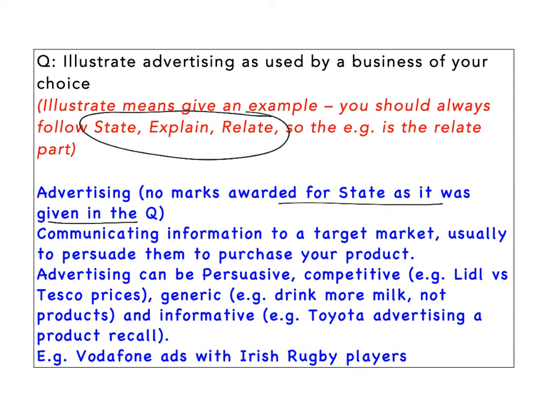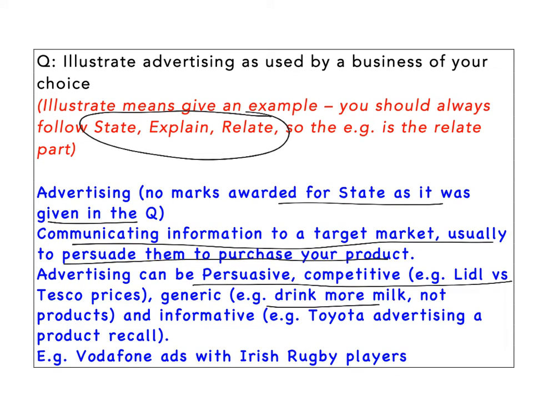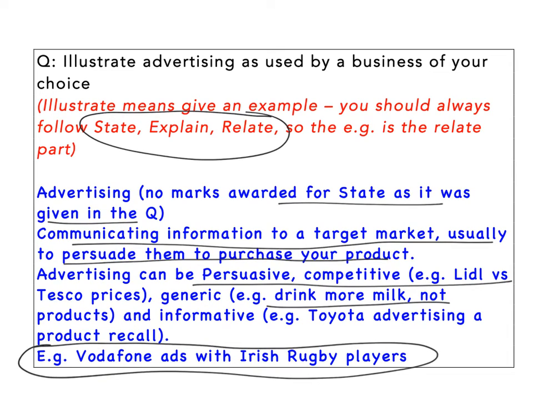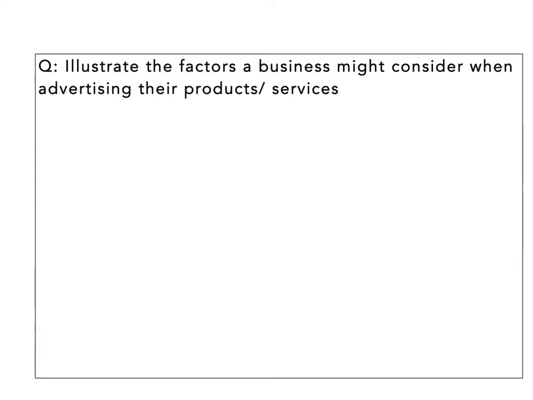So advertising was in the question, so there's no marks for it. So communicating information to a target market, usually to persuade. So the same kind of jargon we had before, to show what it is, and then a business of our choice is Vodafone, and an example is their ads with Irish rugby players. So you're giving an example, you're illustrating a business of your choice.